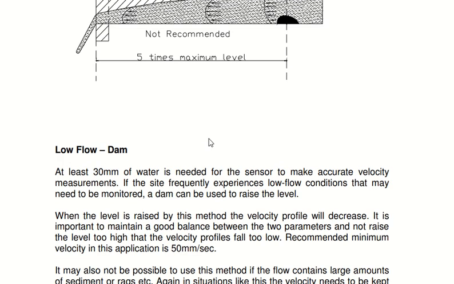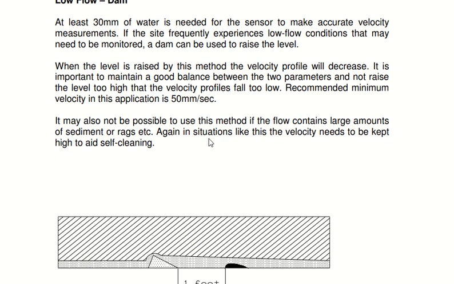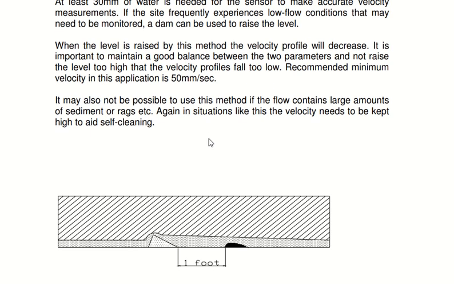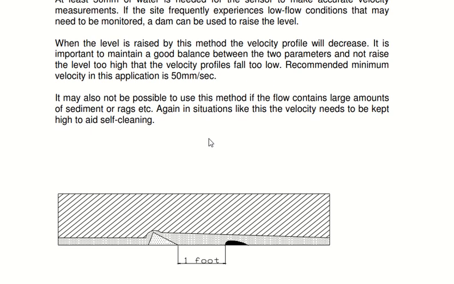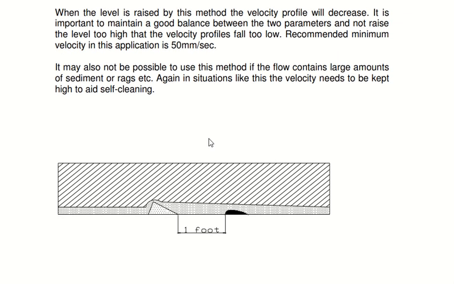Then we have the low flow dam, where at least 30 millimeters of water is needed for the sensor to make accurate velocity measurements. If the site frequently experiences low flow conditions that may need to be monitored, a dam can be used to raise that level.